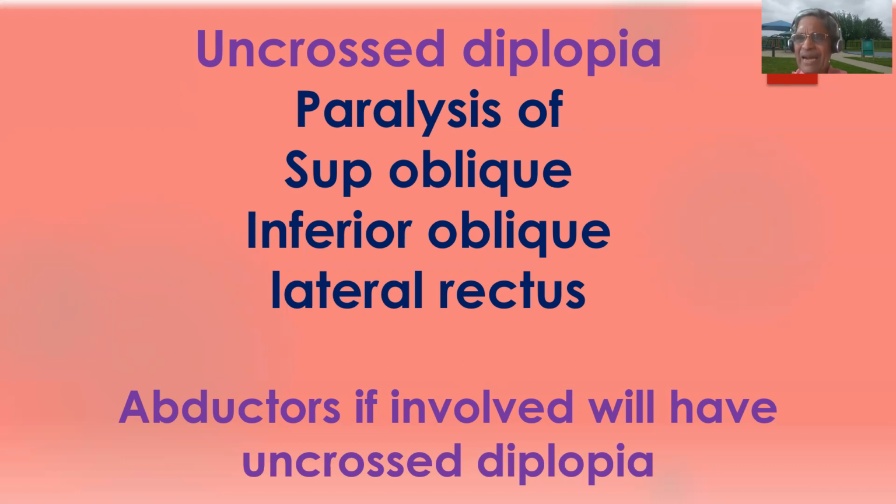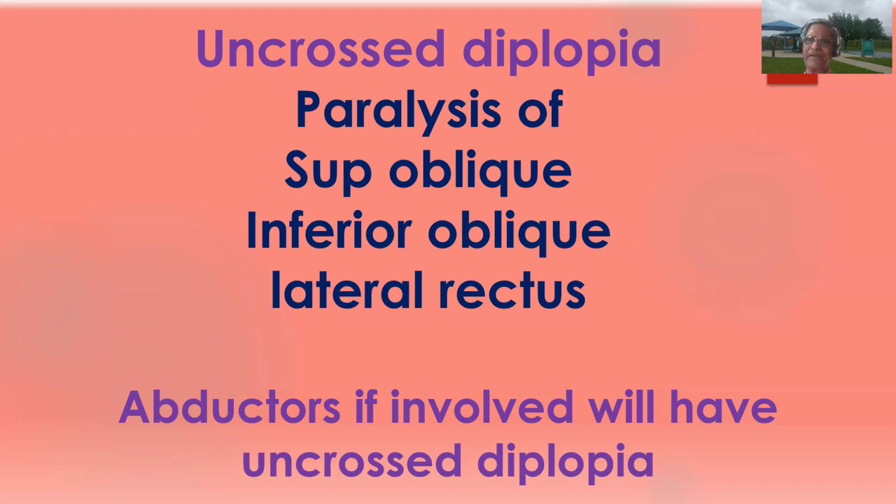Don't bother about that. Uncrossed diplopia means the right eye image, the red image, is on the right side only. Which muscles can cause uncrossed diplopia? Never forget this one sentence: when abductors are paralyzed, you get uncrossed diplopia. Which are the abductors? Simple, the lateral rectus, everyone knows that. But the obliques also have subsidiary actions of abduction. So when the obliques are paralyzed, you can have uncrossed diplopia. All these things you can easily understand.